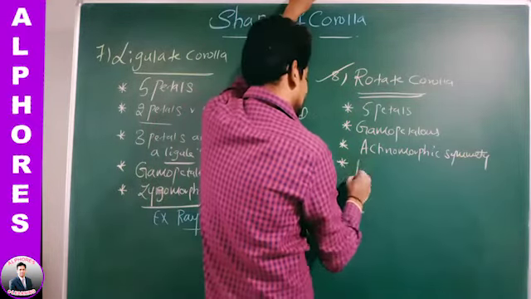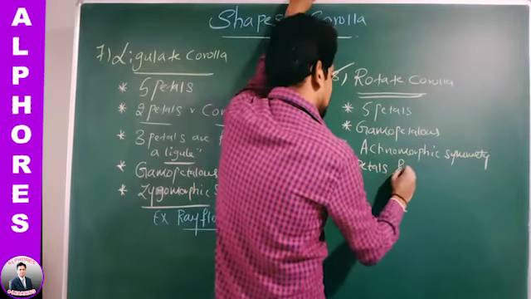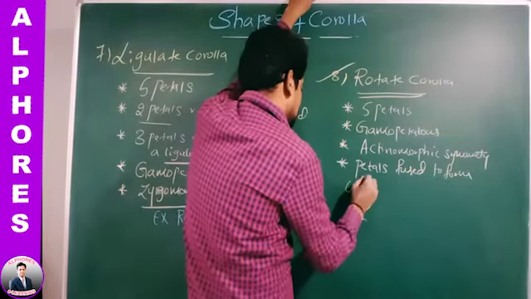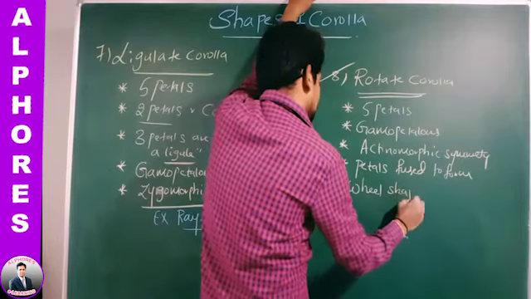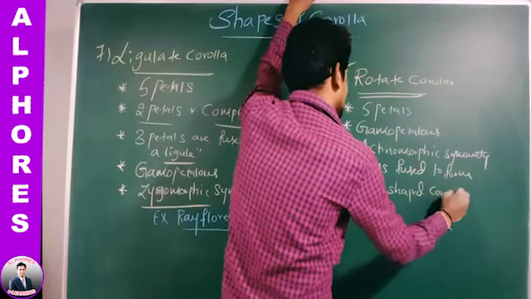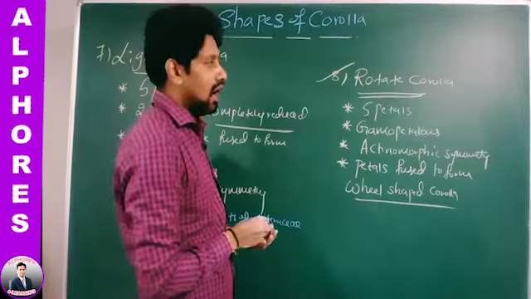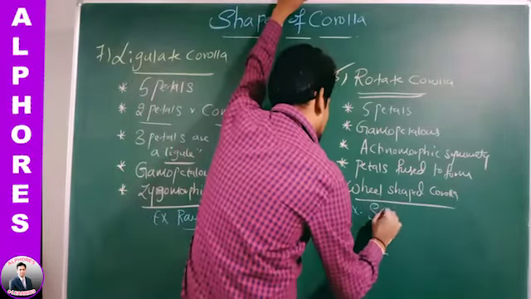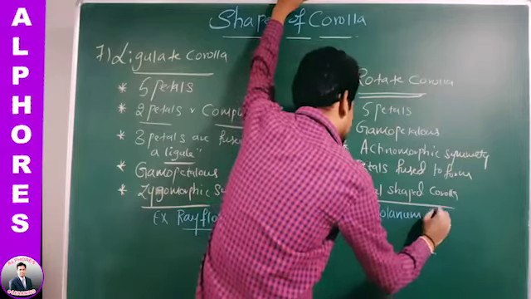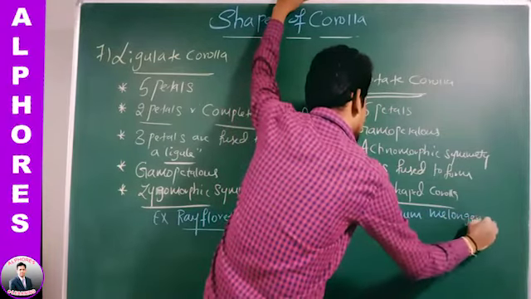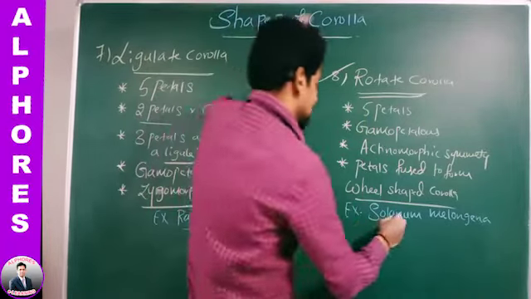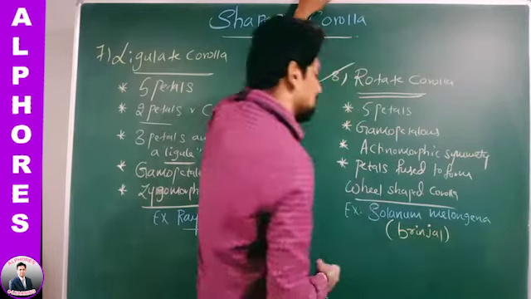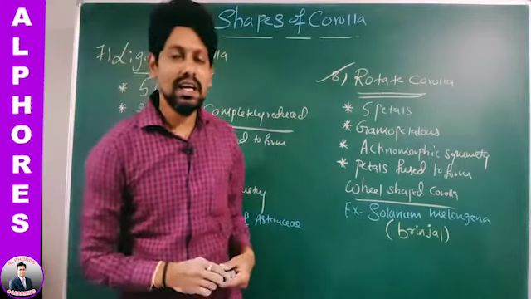That wheel-shaped corolla is called rotate corolla. Petals fused to form what-shaped corolla? Wheel-shaped corolla. Go for the example for rotate corolla. Solanum melongena. What is the common name of Solanum melongena? Brinjal. It comes under family Solanaceae.